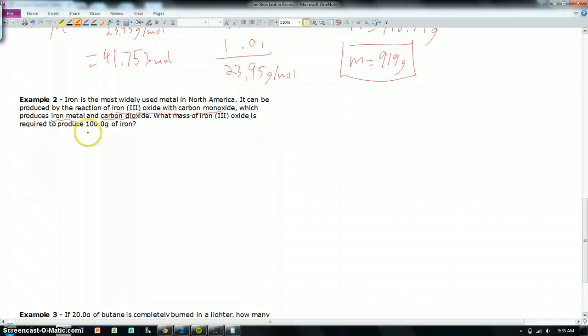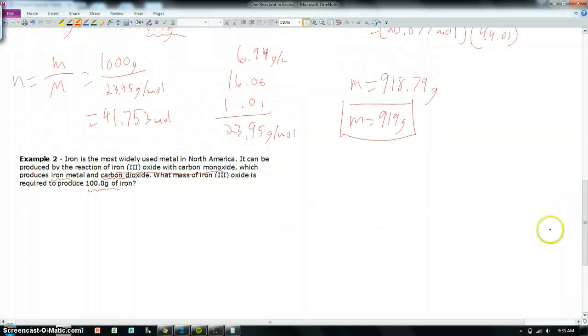So now in this case, we're just working backwards. It works the same way. You start with 100 grams of your iron on the product side and work towards finding how much of your reactant is needed to produce that much. Okay, so try that out.